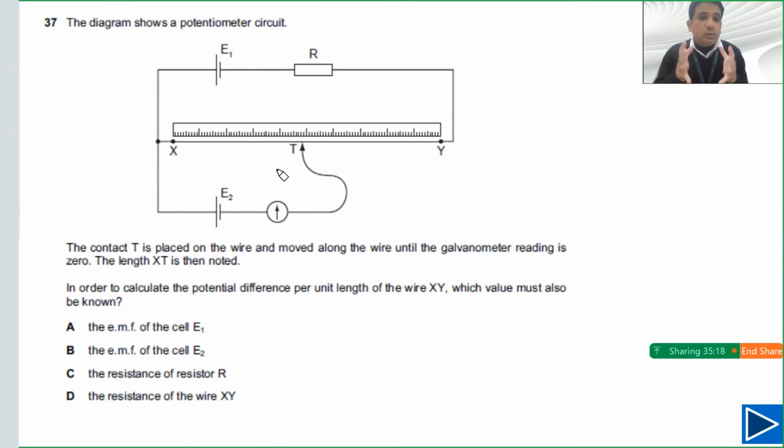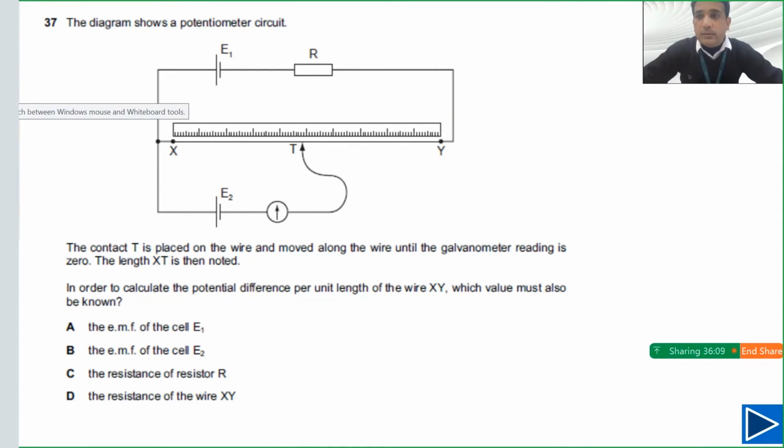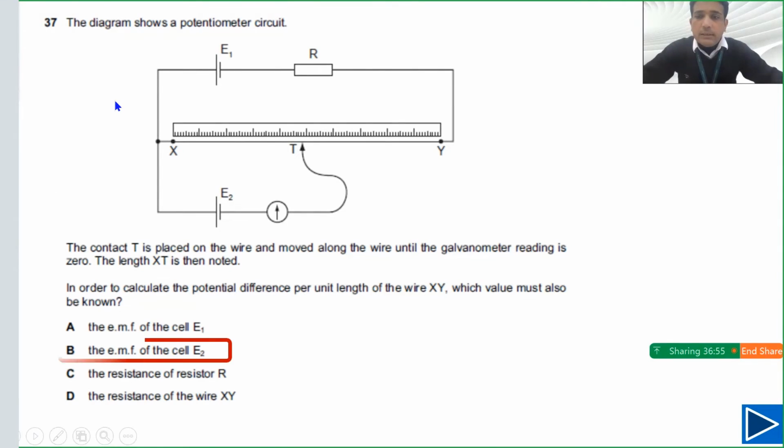Otherwise, I will show you the answer and I will explain. Okay, 1 minute more. Still you have 1 minute. This is a conceptual question. Okay, let me show you the answer now. The answer for this one has to be the EMF of cell 2, which means we need E2. So why do we need E2? Why don't we need E1 and R?